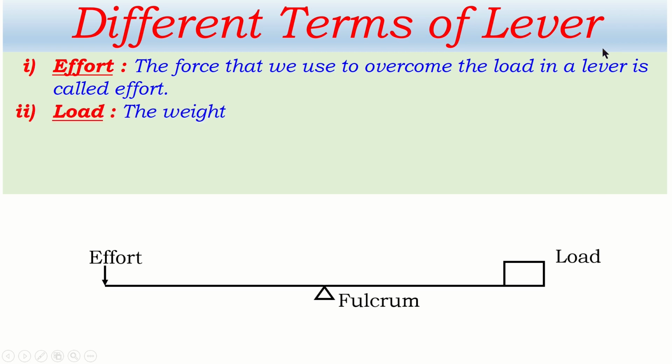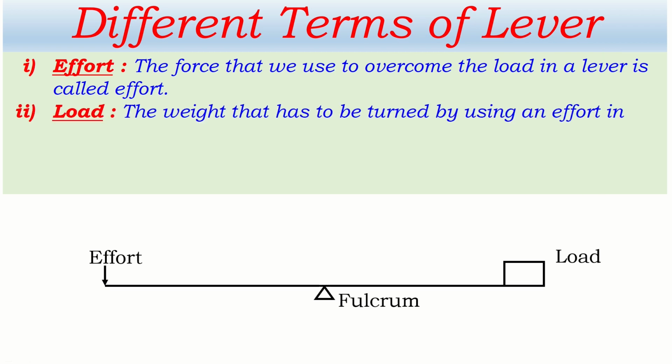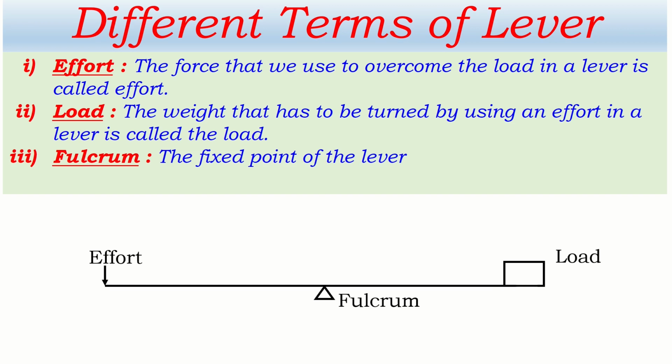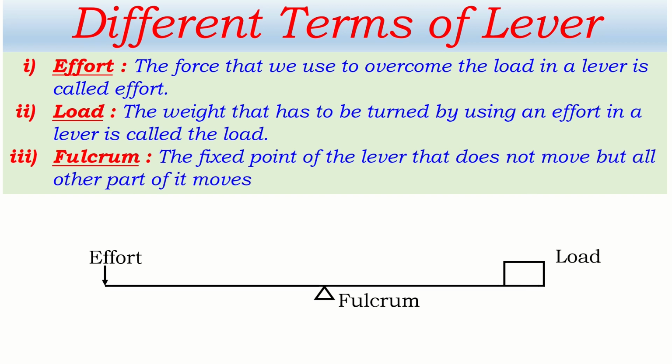And second point, the load: the weight that has to be turned by using an effort in a lever is called the load. This is the weight to which the effort is applied, and the weight to which the effort is applied is load. Fulcrum: the fixed point of the lever that does not move, but all other parts of it move through it, is called fulcrum.